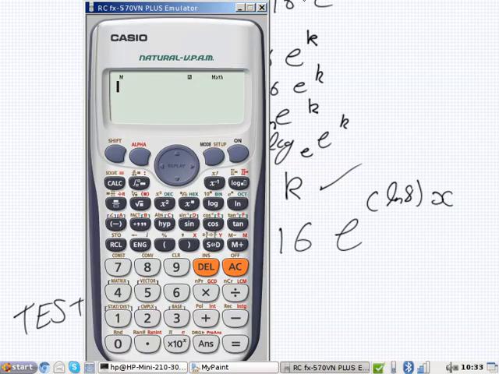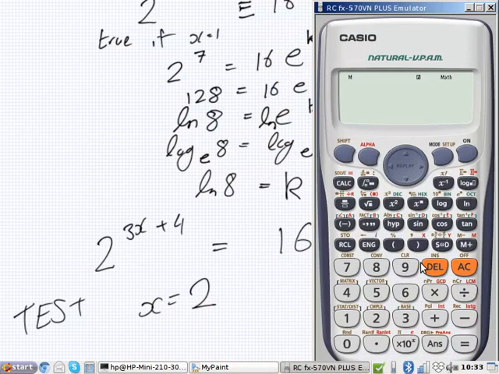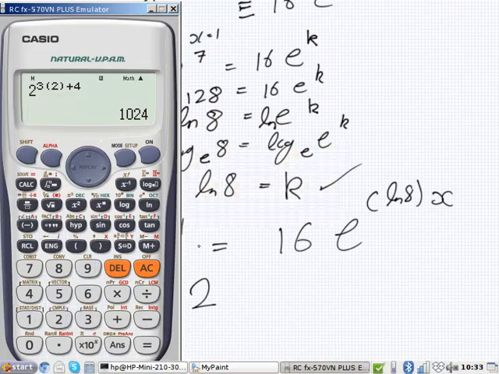On the left, I'll get 2^(3 times 2 plus 4). So I get 1024. Okay? Let's test it on the right. 16 e^(log 8 times 2). I should get 1024. And I do. So we've rewritten our exponential into the form containing e.